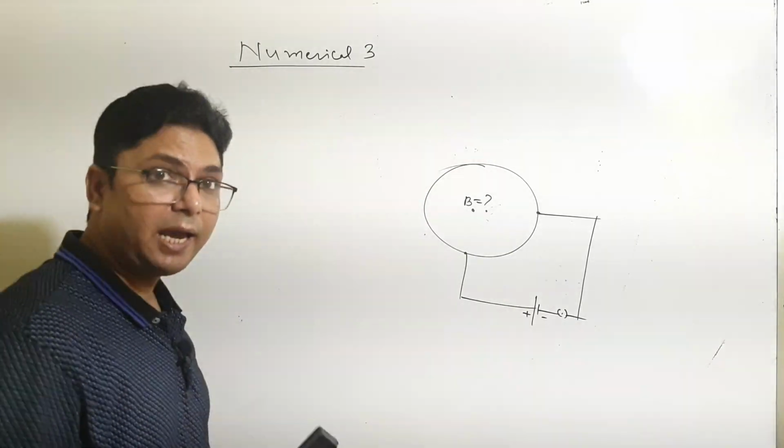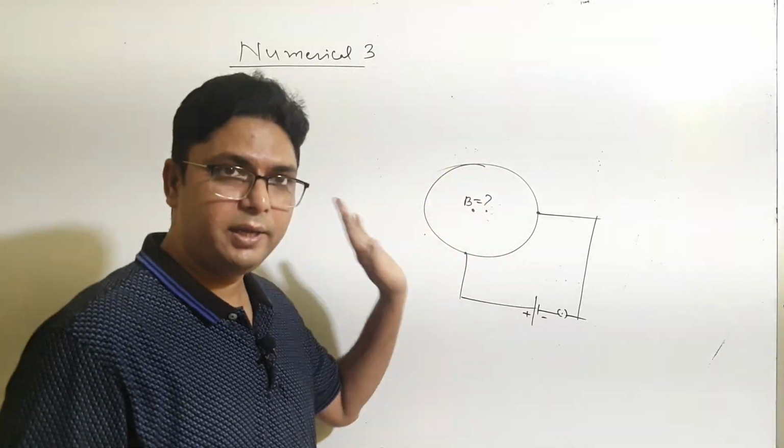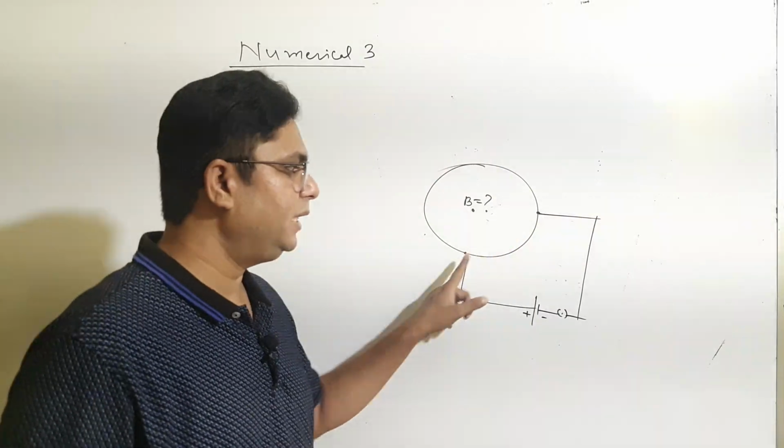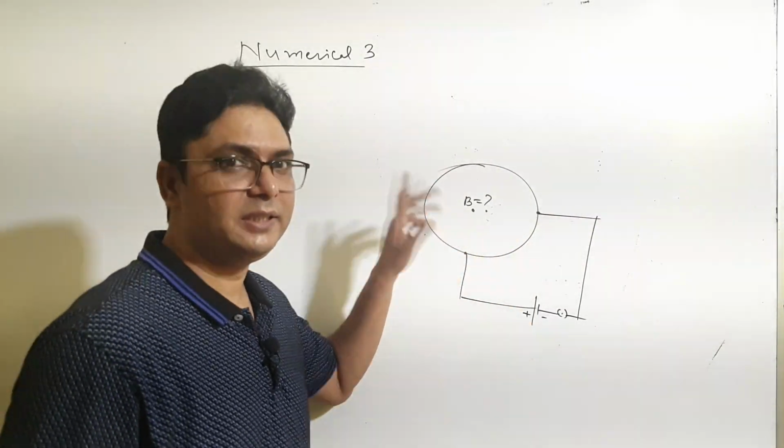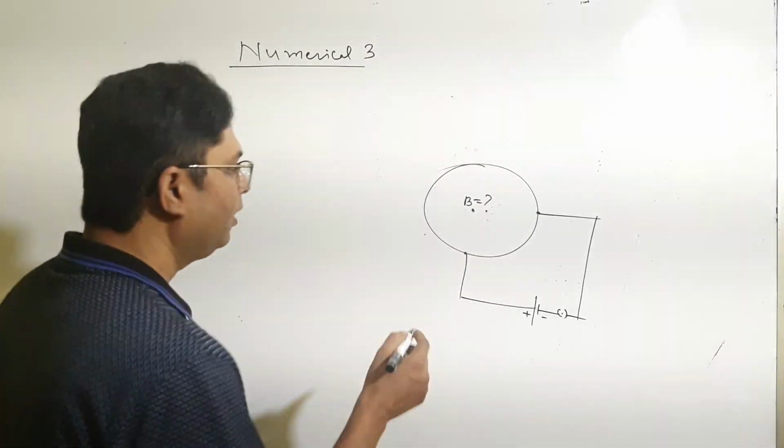So the question says that we have a circular wire. We connect the circular wire with 2 ends, a battery source and a key. When the switch is on, what is the magnetic field at the center? Let us work this out.